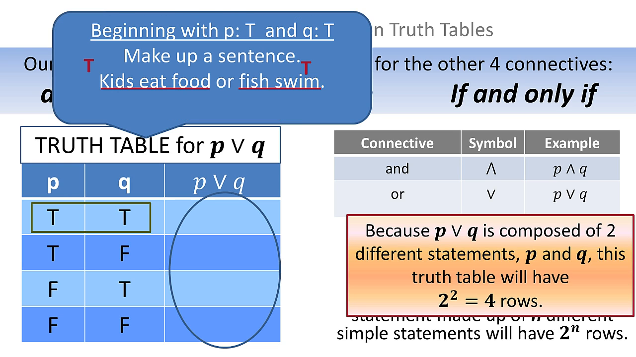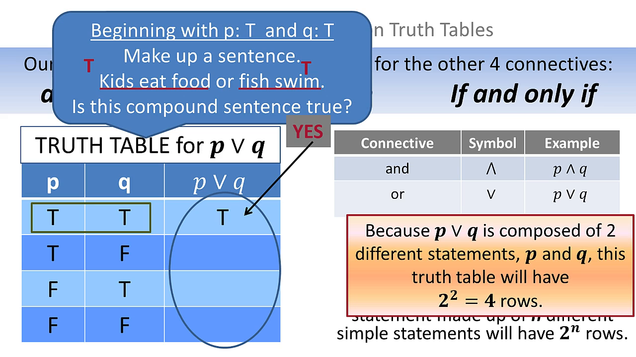And I decided to use pretty much the same as I did before, except I'm changing and to or. So I'll choose kids eat food or fish swim. Kids do eat food, that's obviously true. Fish do swim, that's true. So if I say kids eat food or fish swim, I think most of us would say that is a true statement, so the resulting logical statement is true.